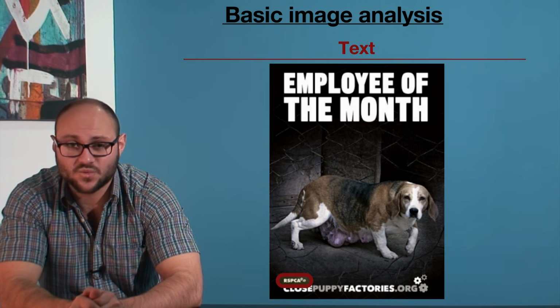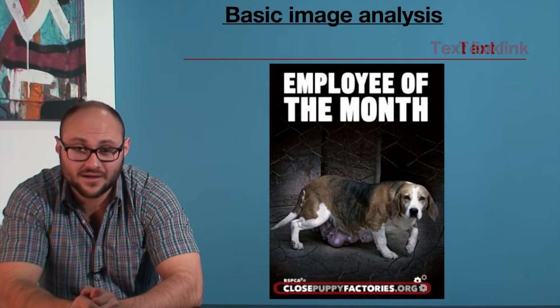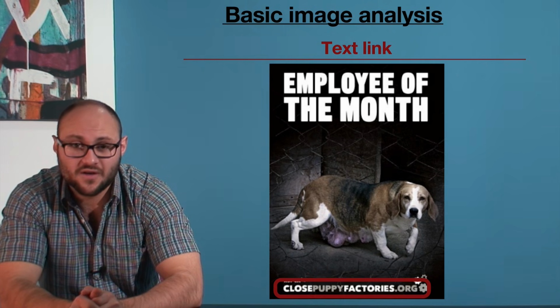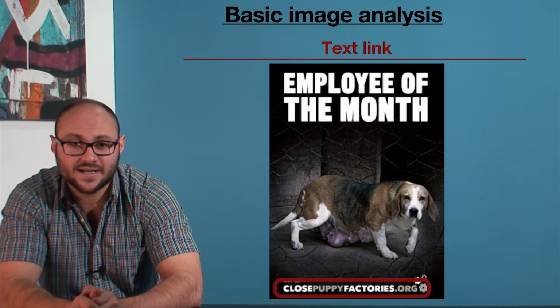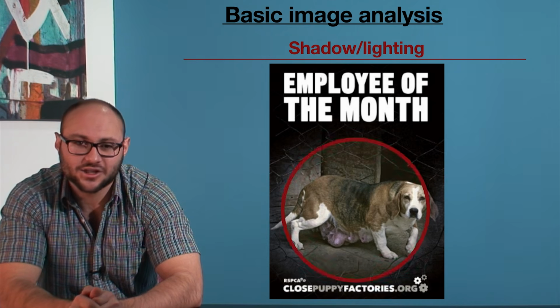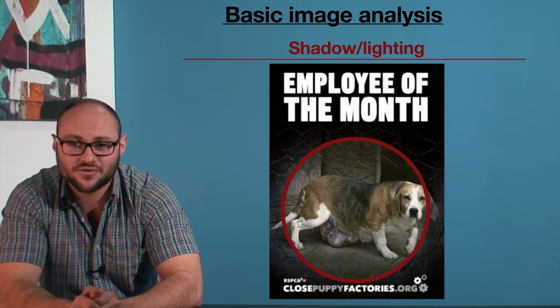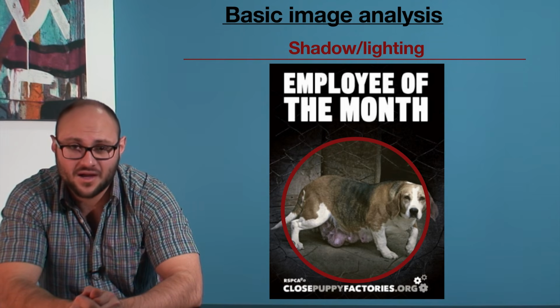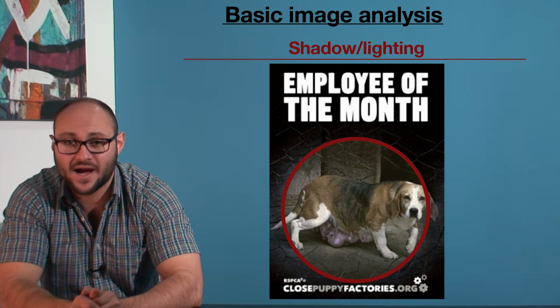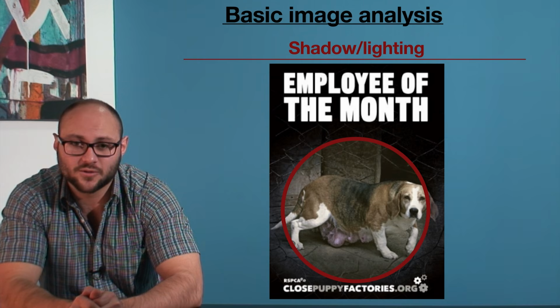This organisation is widely recognised as a significant body in animal welfare. Text link. closepuppyfactories.org forms a call to action where the writer takes the reader's anger and directs it into fulfilling the aim of the piece. Shadow lighting. The spotlight on the dog makes it appear as if a torch is being shone in its face. This suggests to the reader that this is an issue that puppy factories want to keep the public in the dark about. They are trying to hide the ugly truth while the RSPCA is attempting to expose it. This is further emphasised by the pulled back wire.